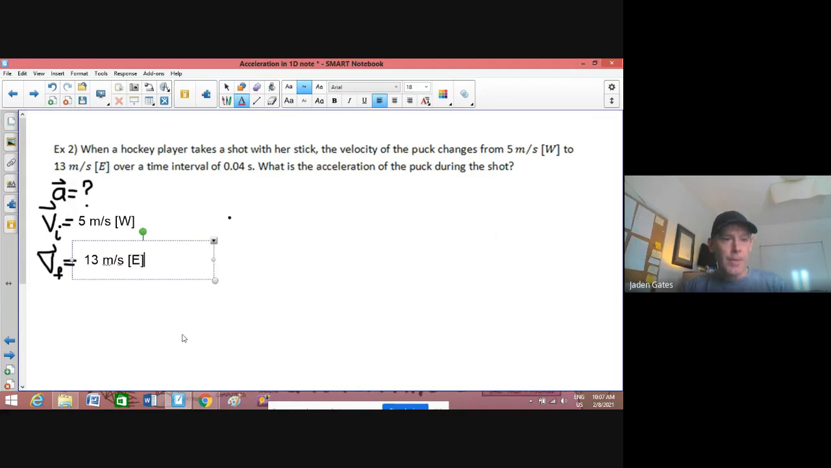Okay. And the time interval, T. Our T value is, again, delta T, same thing, 0.04 seconds.